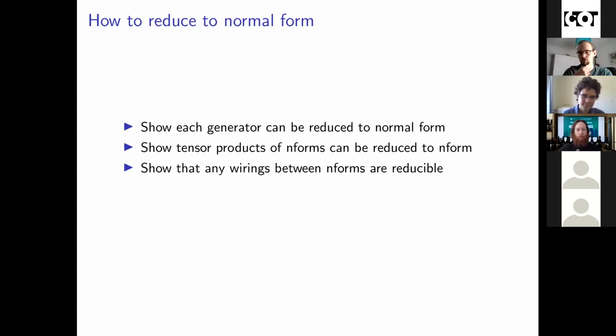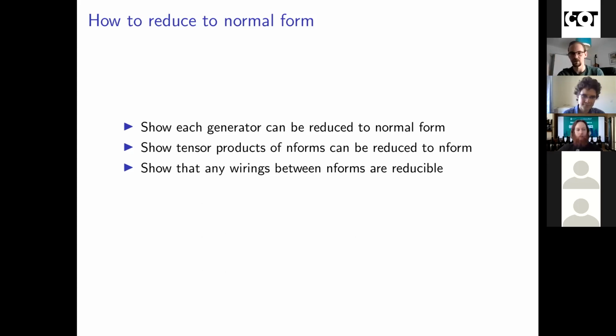So the majority of our paper is showing that we can in fact reduce diagrams to this normal form. The way we do that is we show that each generator can be reduced to normal form, that tensor products of normal forms can be reduced to a normal form, and that any wirings of a normal form is reducible to a normal form.